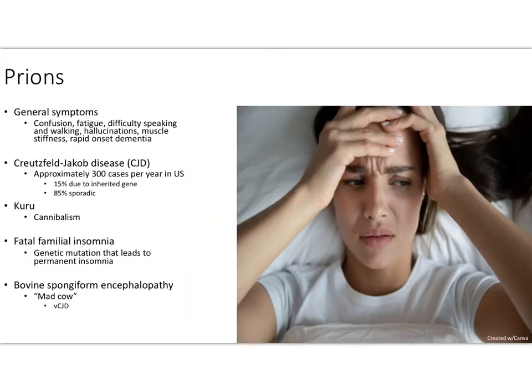There are some generalized symptoms to most prions that infect humans. They typically cause things like confusion, fatigue. They may cause difficulty speaking and walking. They could cause hallucinations. They may cause problems with muscle stiffness or rigidness. They may cause very rapid onset dementia as well.